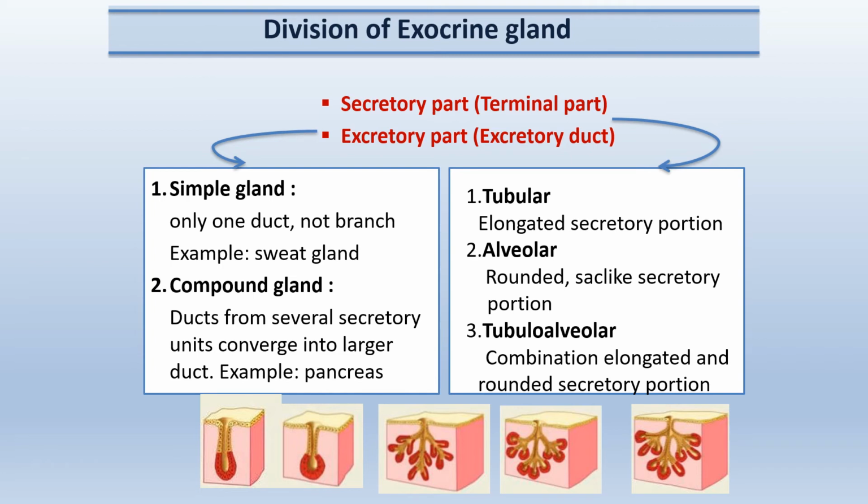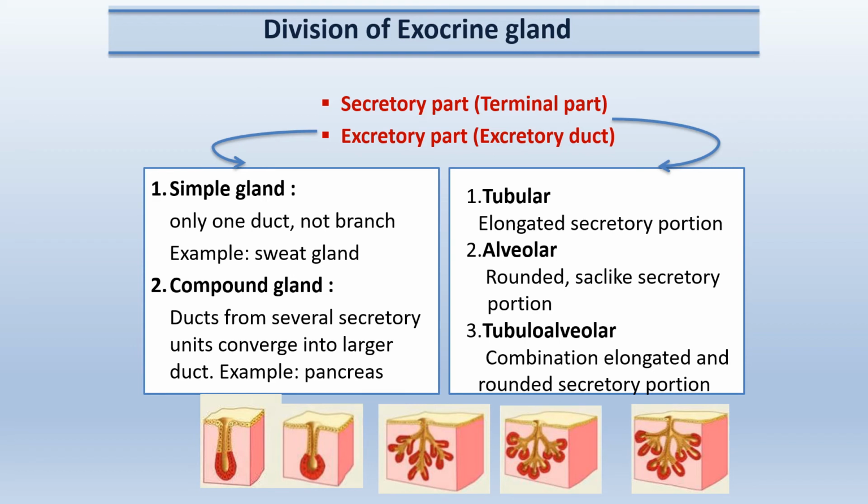Exocrine glands can be divided based on the terminal part and excretory duct. Based on the terminal part, there are 3 types: tubular, alveolar, and tubulo-alveolar. Tubular is the elongated secretory portion. Alveolar is a rounded sac-like secretory portion, and tubulo-alveolar is a combination of elongated and rounded secretory portions.